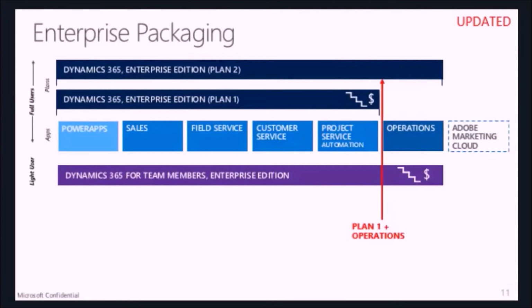So pricing, just to note, there is no enterprise, professional, basic, essential. This is what you buy. You now buy, instead of essential or basic, Team Member. Obviously there are some slight differences, and on the public website there are the use rights associated to each license. You'd no longer buy professional, you'd buy Sales or Field Service or Customer Service, or you could buy Plan 1, which includes all of those things.